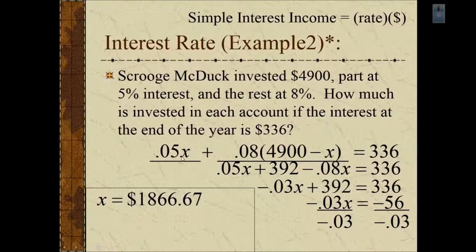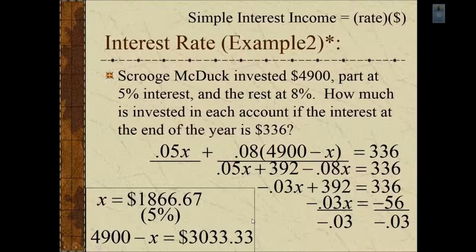So what that tells me now is the amount of money that Scrooge McDuck put into one of the accounts. Remember, X was in the blank with the 5% interest. So this amount of money goes with the 5% interest. And we still need to finish answering the question because it asked how much was invested in each account. The other account had 8% interest. The amount of money was 4,900 minus whatever money was put into the first account. So 4,900 minus 1,866.67 leaves a total of $3,033.33. And that's the amount of money put into the 8% account.